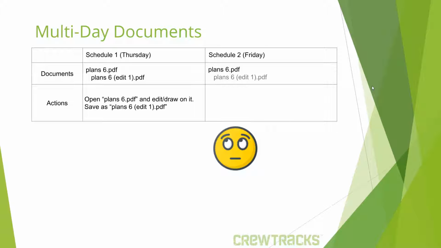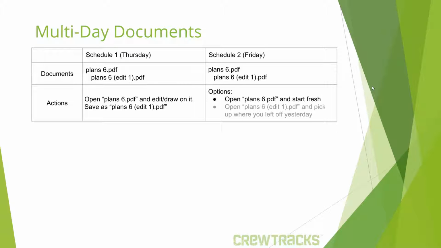So let's pull plan6edit1.pdf from the previous schedule onto today's schedule, and then you've got the same options you had last time. You can open plan6.pdf and start fresh, or open plan6edit1.pdf and you'll see all of yesterday's edits on there already. By the way, this isn't just from one day to the next. As long as the proper conditions are met, the multi-day document will be carried over.